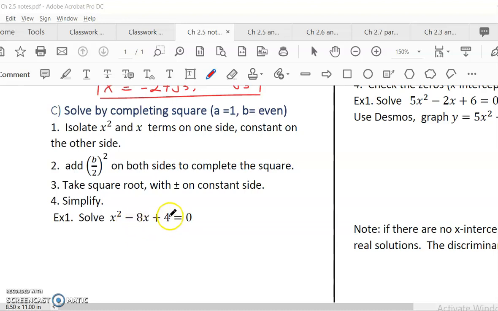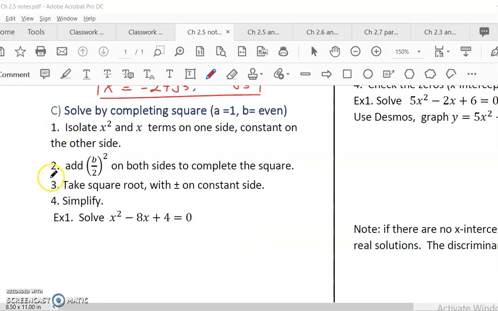And for some reason it's not factorable. If you use the diamond method to factor, it's not factorable. But if you have this case where it's 1x squared and b is even, then completing the square is actually a faster method than the quadratic formula. So let's see how we can do this.